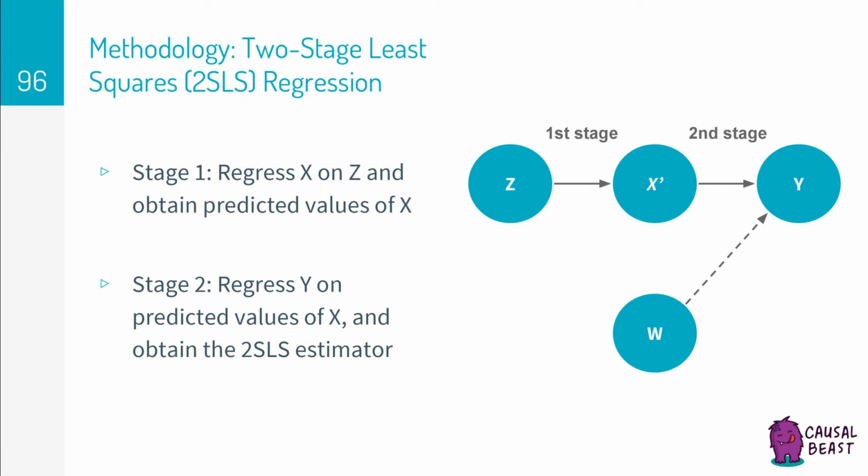The second stage involves the regression of y on the x prime that we derived from the first stage. The interpretation? Well, the coefficient on x prime is the magnitude of the causal effect of x on y that we are looking for. This coefficient is also called the two-stage least squares estimator. Intuitively you can think of two-stage least squares regression as like crossing two bridges, the bridge from z to x, and the bridge from x to y.